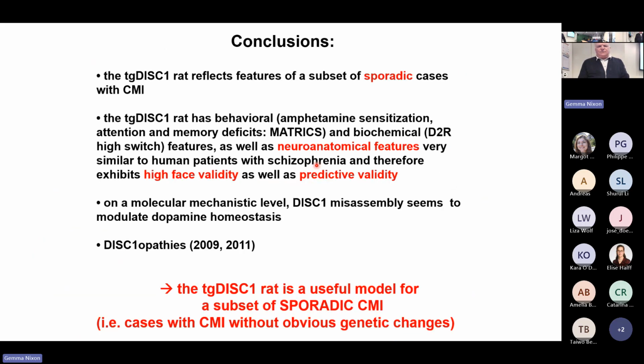Conclusion: the transgenic DISC rat reflects features of a subset of sporadic cases. It has high face validity and predictive validity, and on a molecular mechanistic level, DISC1 misassembly seems to modulate dopamine homeostasis, and I've called this subset DISC1opathies. And certainly, the transgenic DISC rat is useful to model a subset of sporadic chronic mental illnesses.